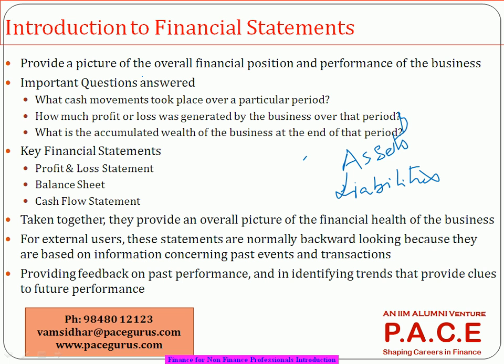Okay. So these two put together, a balance sheet and a P&L statement, will talk about the total business. What has happened during the year? What is left with the company at the end of the year? But the third statement, which is called the cash flow statement, is also very much essential, because this talks about the real movement of cash.